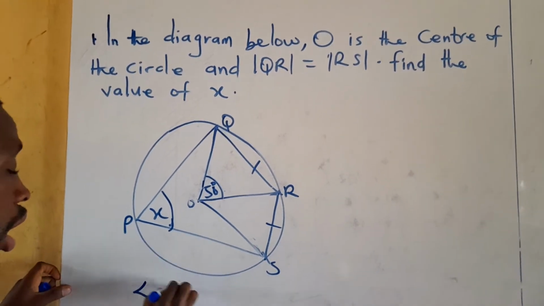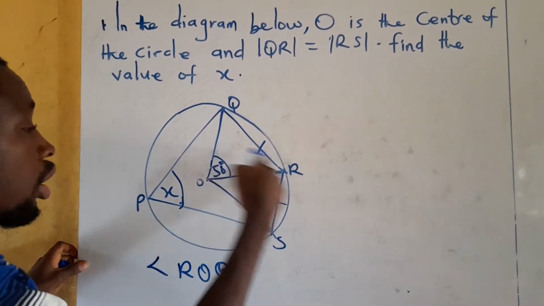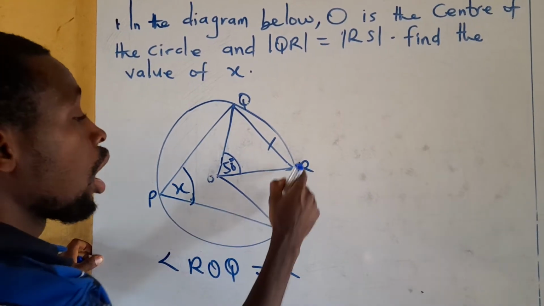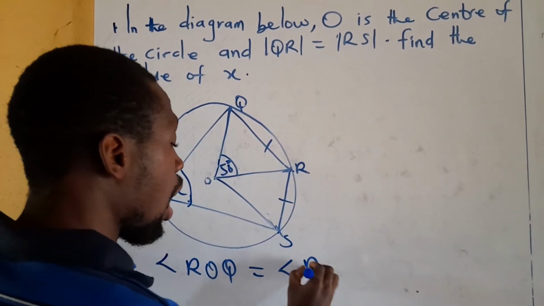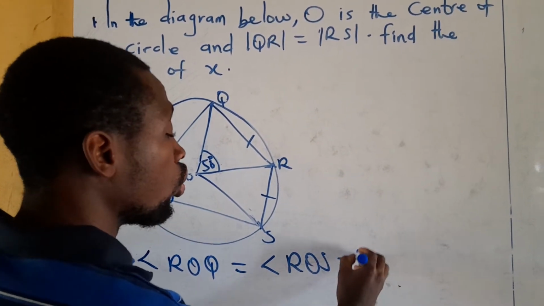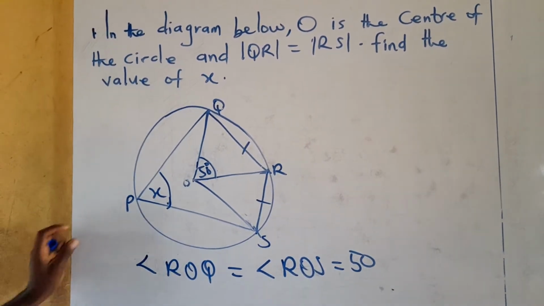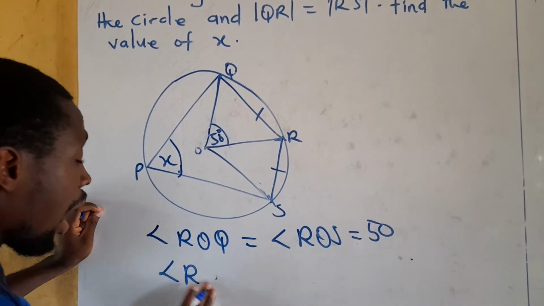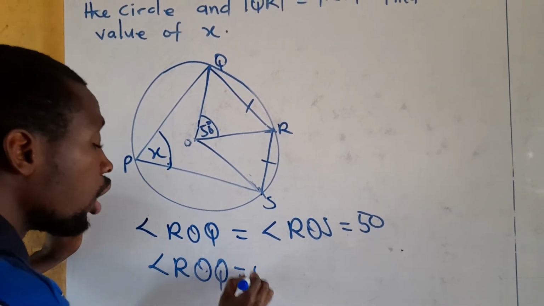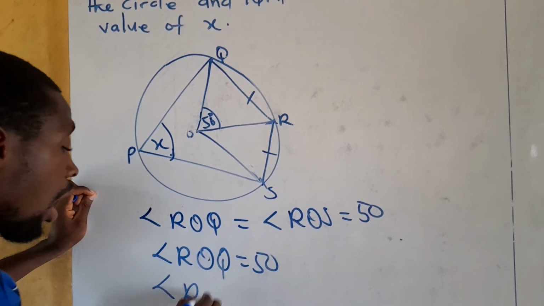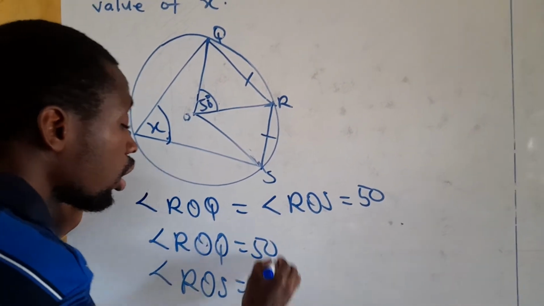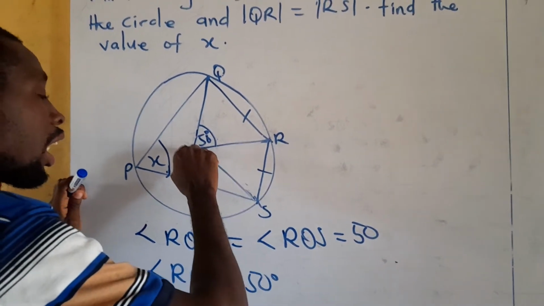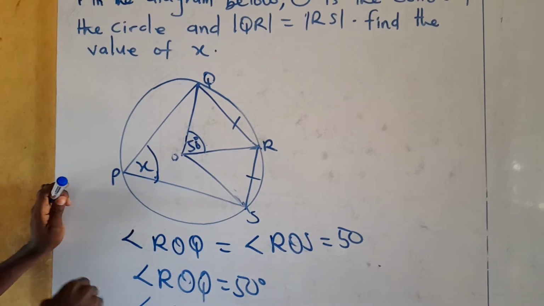So angle ROQ, this angle, is equal to angle ROS, all equal to 50 degrees. So since we know our angle ROQ to be 50 degrees and angle ROS to also be 50 degrees, they are the same. Please, as far as the chords are equal, they sustain angles at the center of the circle. Those angles are equal.